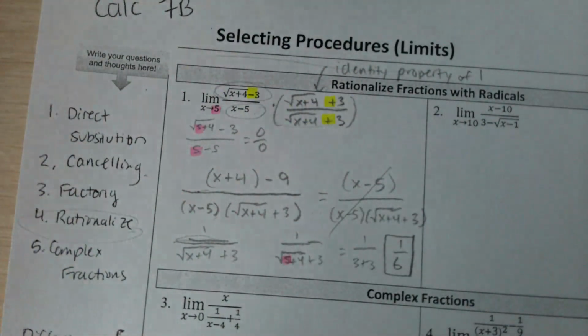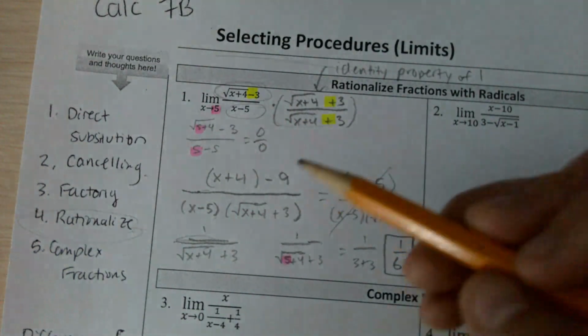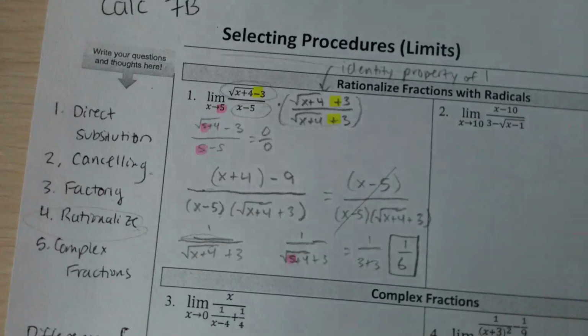Right, so originally we tried to directly substitute. We couldn't because we got 0 over 0. And then we went in and did this rationalizing thing, and we got 1 over 6. So if you plug this into your calculator or you looked at a graph, you would get 1 over 6, but sometimes they make you do this without a calculator.